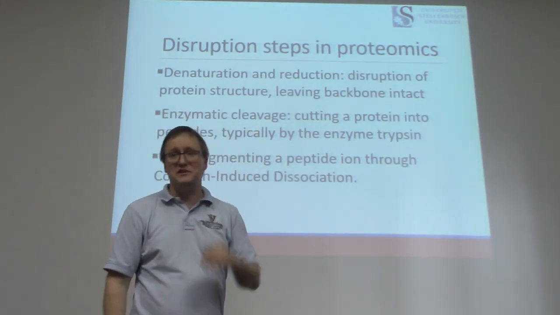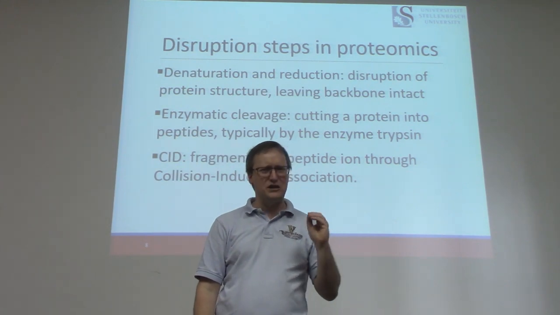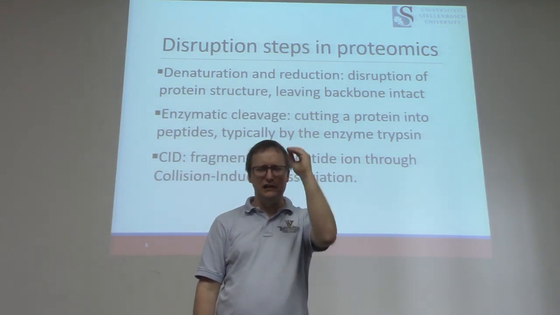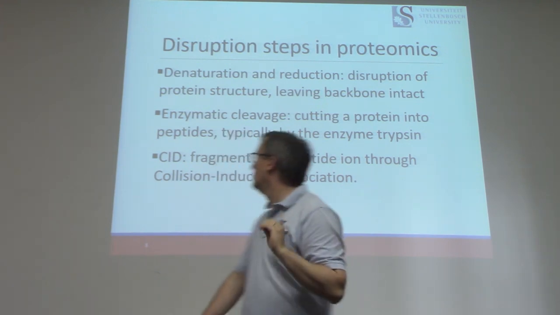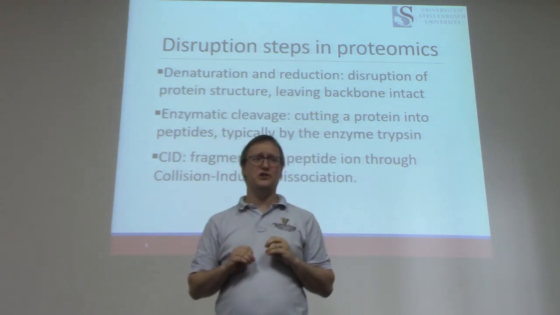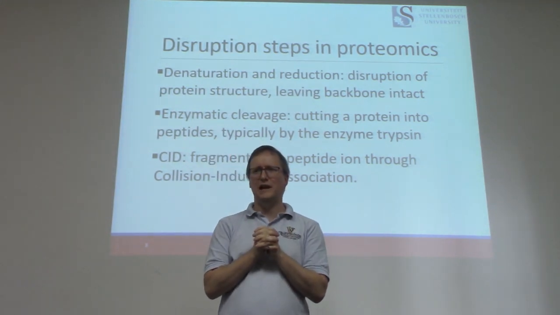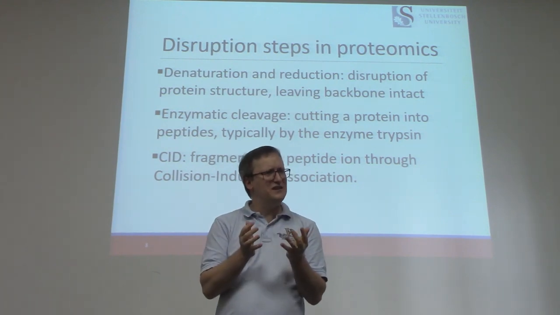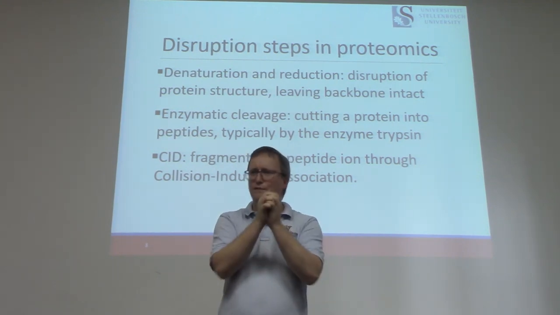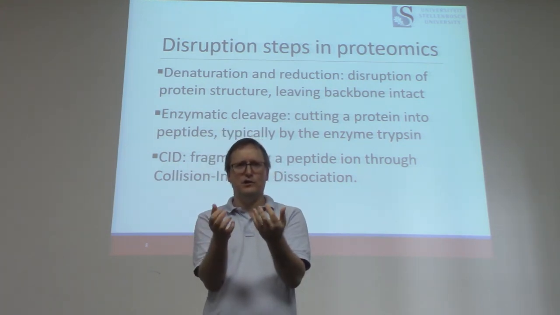So, disruption steps. There are lots of things we're doing to these proteins along the way, and I want to try to make sure everybody keeps clearly in your mind which parts are happening in the mass spec and which ones are happening outside. So we start with denaturation and reduction. I haven't really talked about those, but these are important sample handling steps. Proteins have these complex structures, right? And so long as these proteins are folded up in native state, they're not all that easy to get at for trypsin.